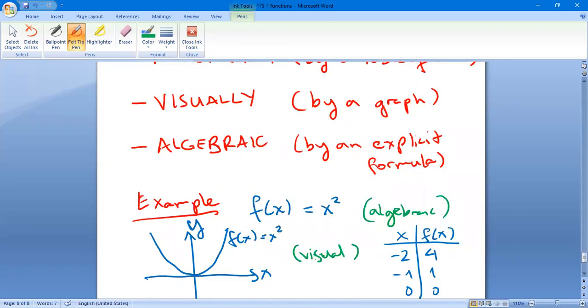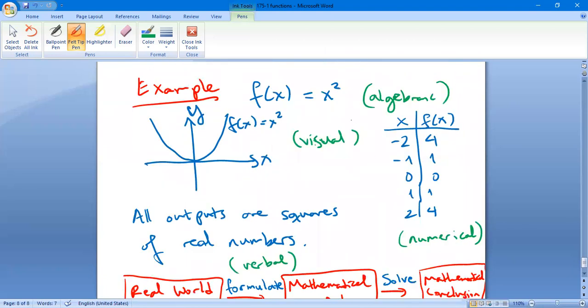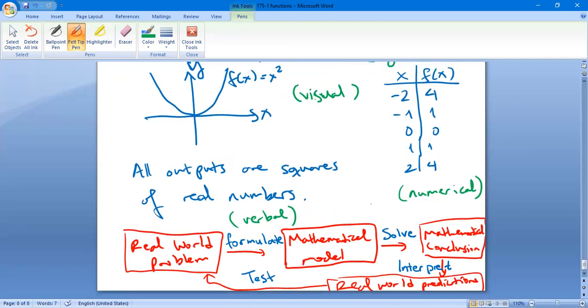As an example, if we say x squared, then that's the algebraic representation. The graph is the visual representation here. And the table, which we have formed earlier, is the numerical representation. Or you can say all outputs are squares of real numbers. That's a verbal representation.